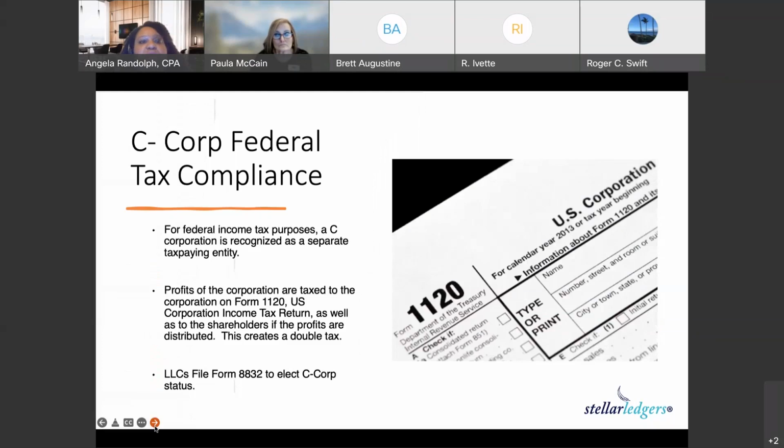So the C corporation, remember I said this is its own separate legal tax paying entity. You're going to file an 1120. All the profits of the corporation are going to be taxed. Any profits distributed to the shareholders are going to be taxed on your individual return, and that's the part that creates a double taxation. And you're going to file to elect C corporation, which you can do as an LLC too.